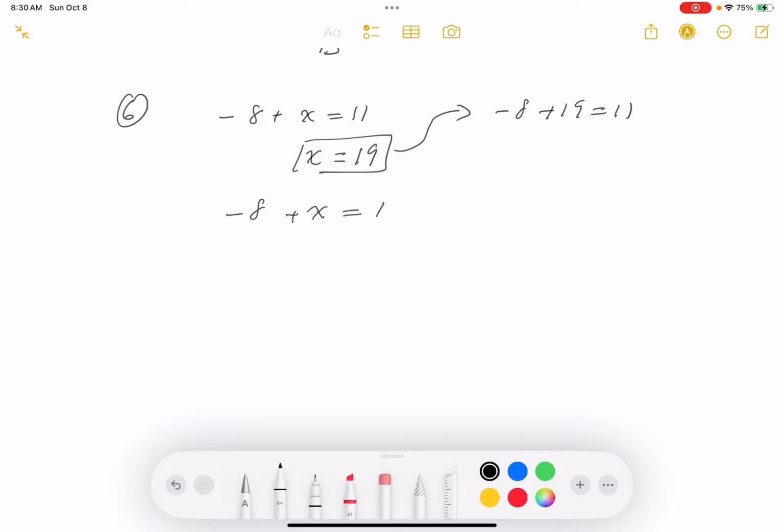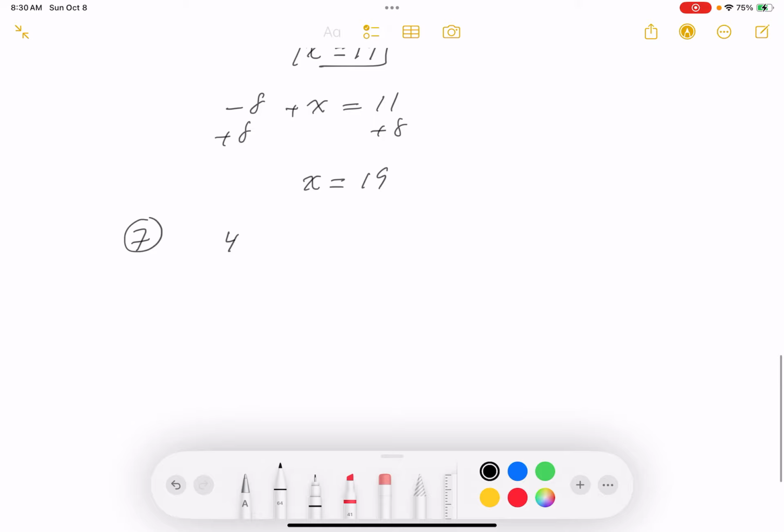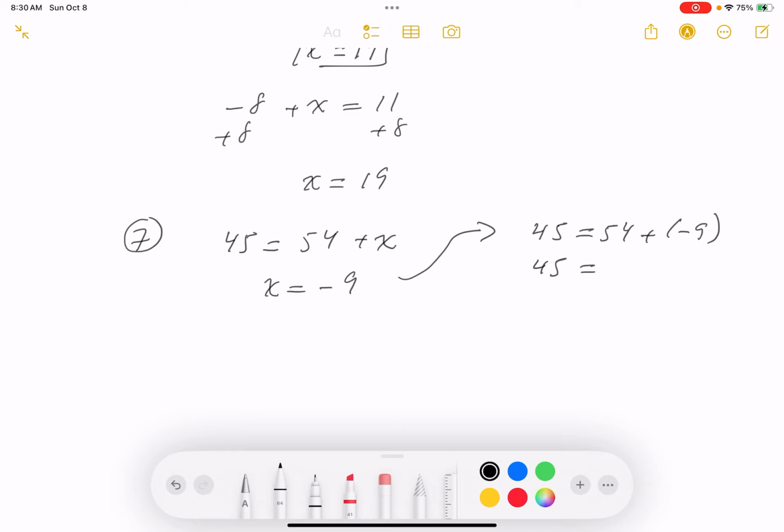Again, these are one-step problems. What do you do? Add 8 to both sides. What do you get? X equals 19. All right, let's go to problem number 7. And number 7 is 45 equals 54 plus x. Again, if you gave it a little bit of thought, I hope you realize x has to be minus 9. If you want to check it, you just write it down. 45, 54 plus minus 9. 54 minus 9 is going to be 45.